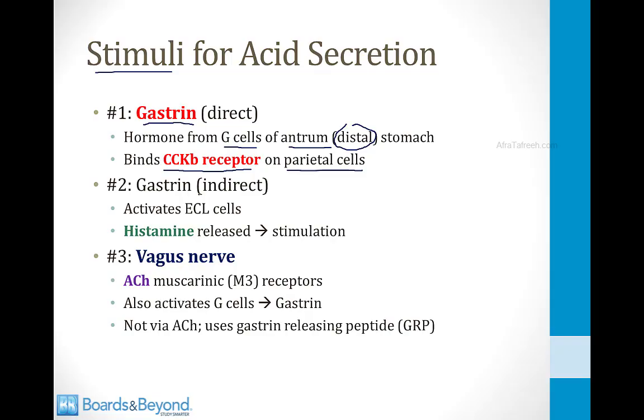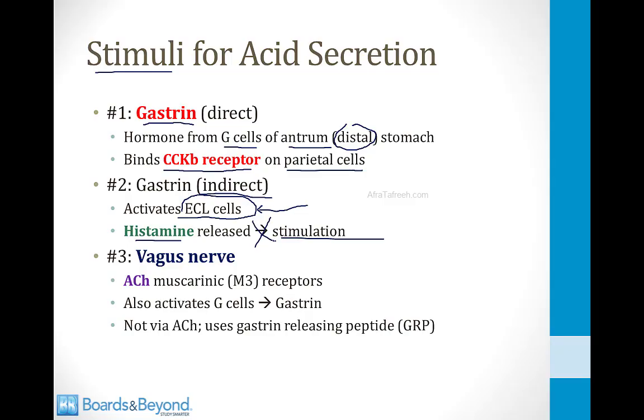Gastrin can also exert an indirect effect on the parietal cells. It can activate intermediate cells called enterochromaffin-like or ECL cells, and when gastrin triggers these cells, they release histamine, and then the histamine stimulates the parietal cells to secrete hydrochloric acid. As we'll talk about later in this module, there are acid-suppressing drugs which are antihistamines that block this gastrin-induced stimulation of the ECL cells.